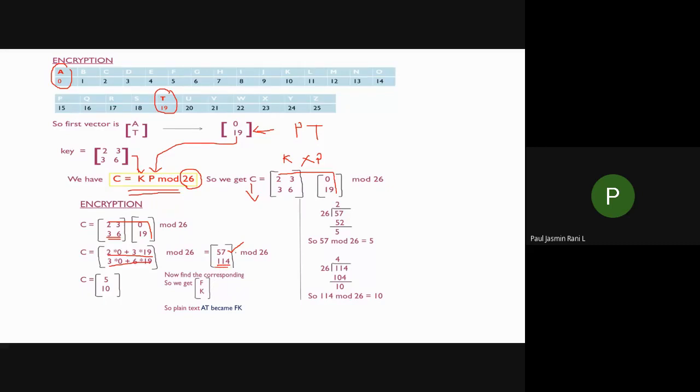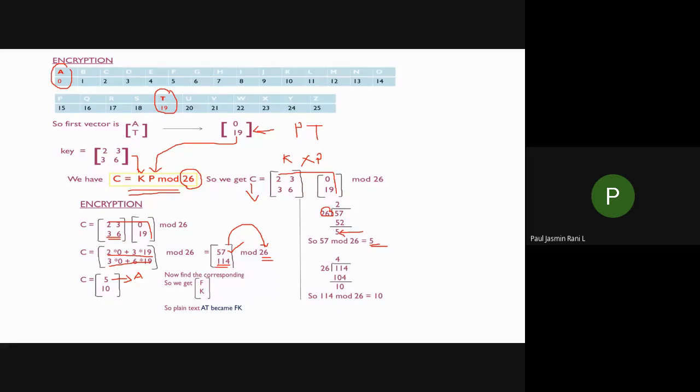Now listen here, that value should be less than 26. Therefore, you have to do the mod with 26. Mod is nothing but when you divide this value by 26, what is the remainder? That will be your result. So let us consider the first one, dividing 57 by 26. You will get the answer as 5. So that is your first ciphertext value for the alphabet A.